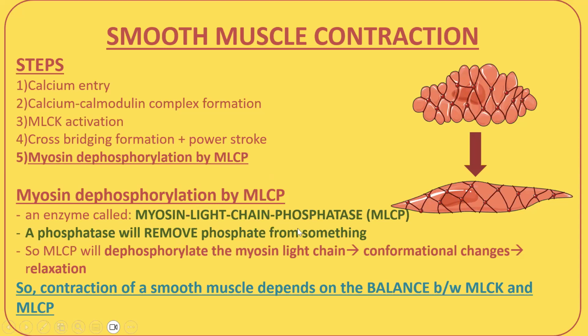What controls this step is the myosin light chain phosphatase. A phosphatase, as I mentioned, will remove a phosphate from something, and generally when you remove a phosphate, you deactivate it. So when you want to relax a smooth muscle, the myosin light chain phosphatase will dephosphorylate the myosin light chain, causing conformational changes. It will detach from the actin, and you have relaxation of the smooth muscle. Generally speaking, smooth muscle contraction depends on the balance between the myosin light chain kinase, which adds phosphate, and the myosin light chain phosphatase, which removes the phosphate.